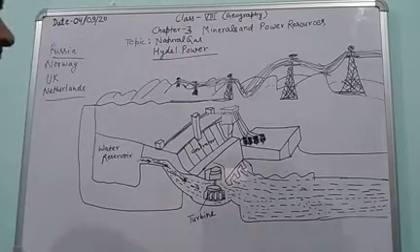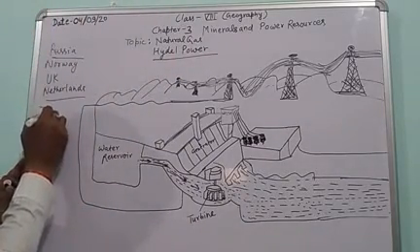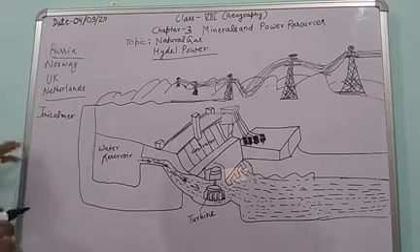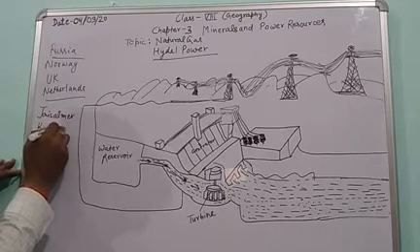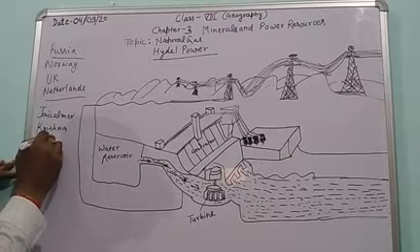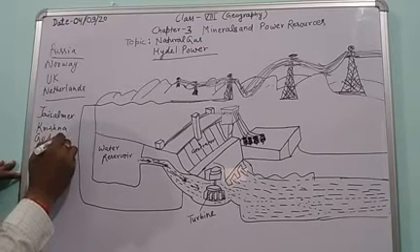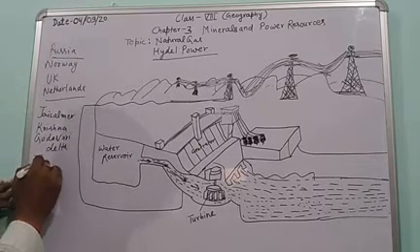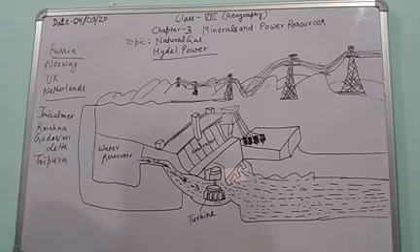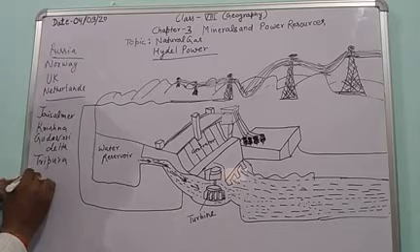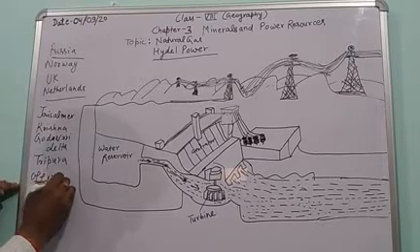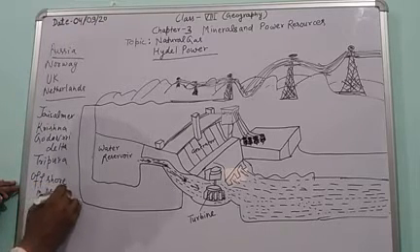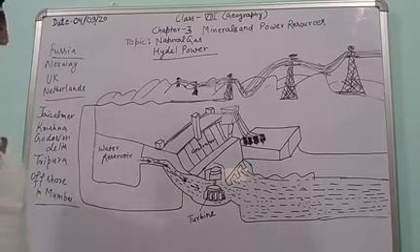In our country, in India, Jaisalmer, Krishna Godavari Delta, Tripura, and offshore Mumbai are the places where natural gas deposits are found.